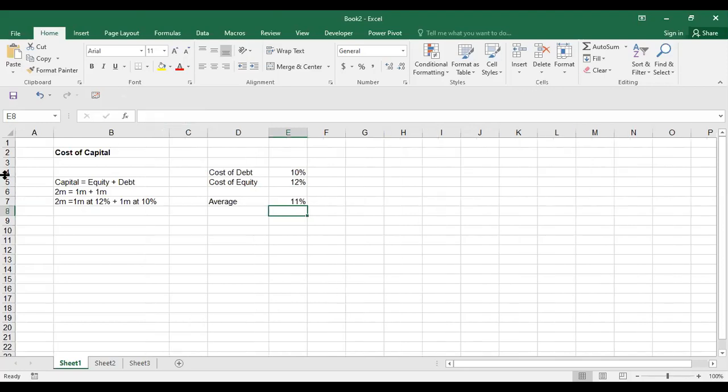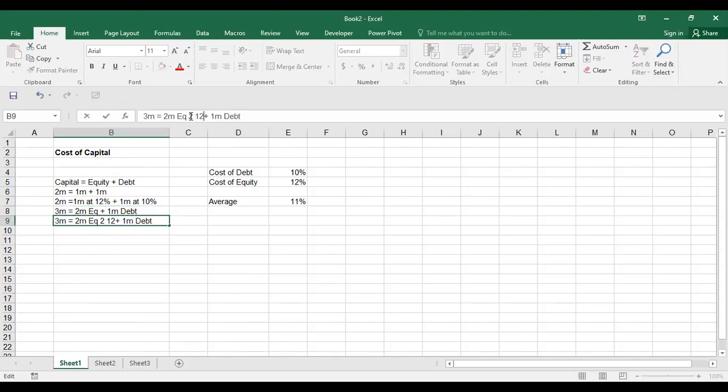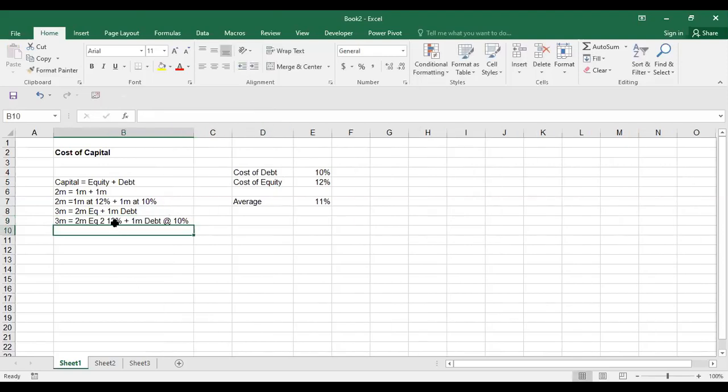Now, this combination does not always remain the same. For example, you have 3 million of capital, out of which you have 2 million of equity and 1 million of debt. So now this is not equal. The ratio between equity and debt is not equal. Equity is more. So it means that you are taking 2 million equity at 12% and you are taking 1 million debt at 10%.